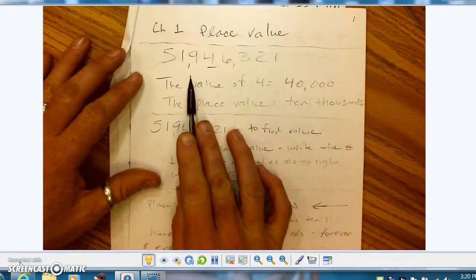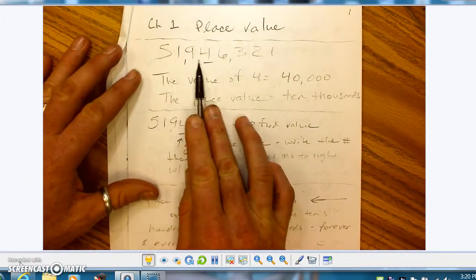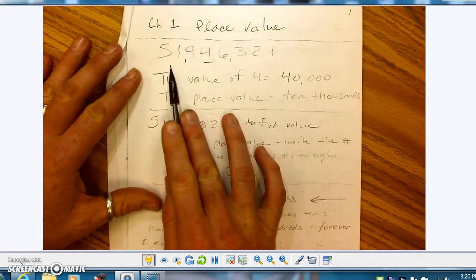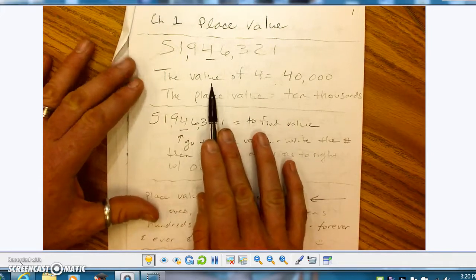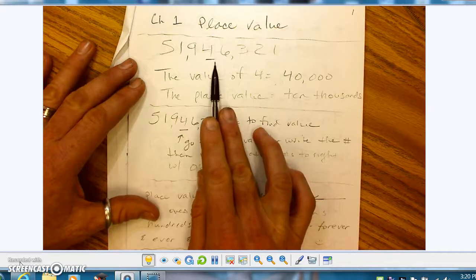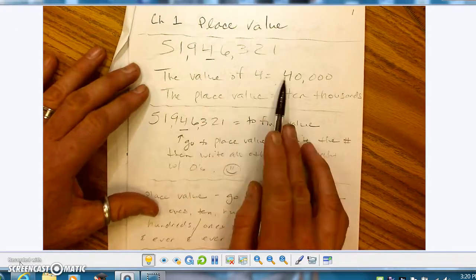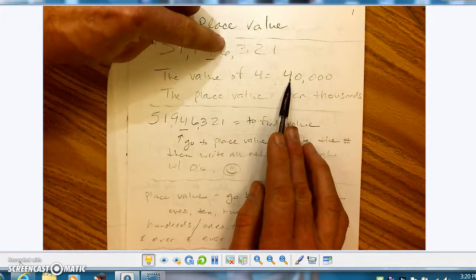Still on place value stuff. We got this number, 51,946,321. Okay, so they say, what is the value of the 4? And it's easy. You just write down the 4, and then you just start counting zeros again.